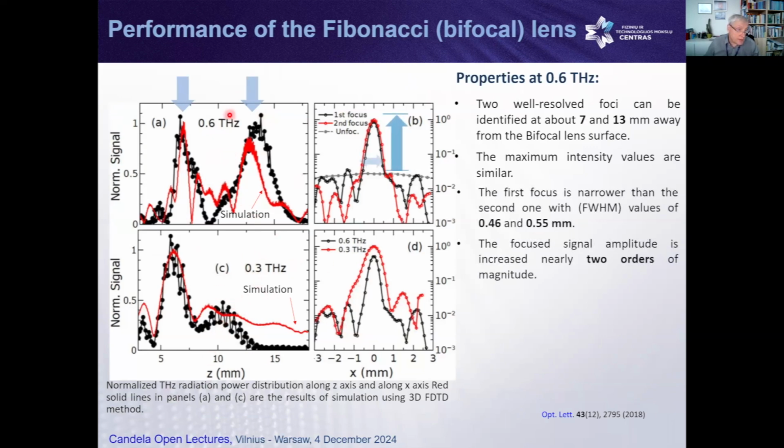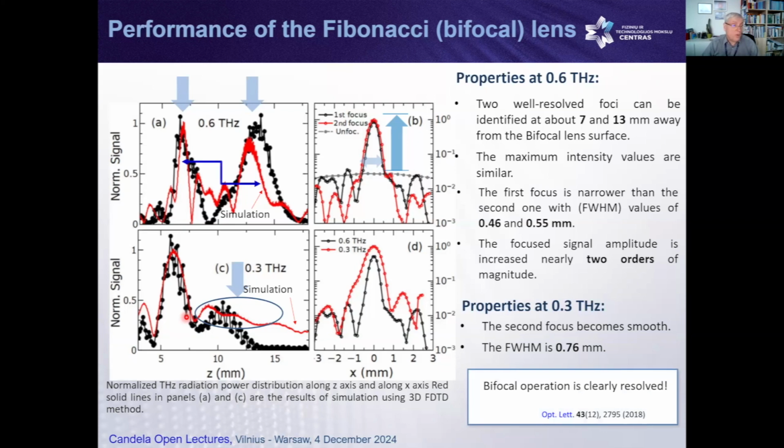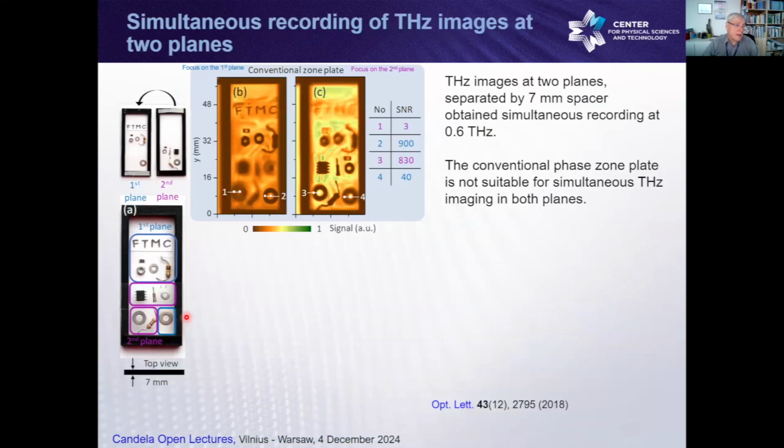What we see here exactly fits what we expect, and if we go to 0.3, we see that the second focus is strongly diminished because it's out of resonance and out of any rational design for that. Since we have bifocal operation, we have a good and approximate golden ratio here. Let's go to the imaging.